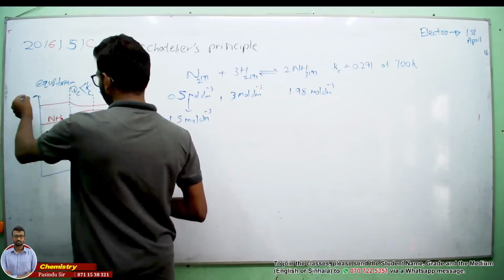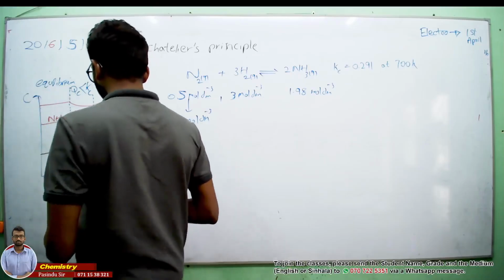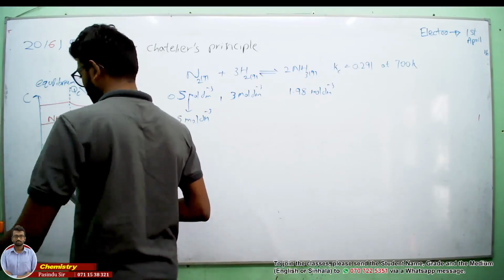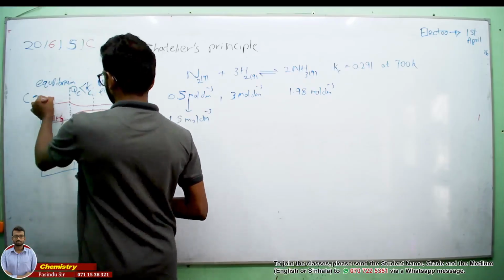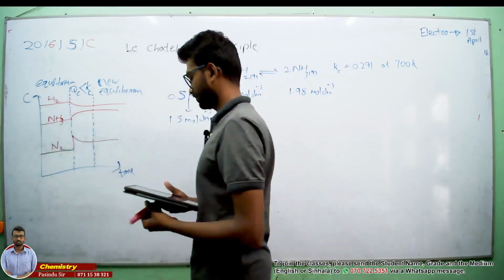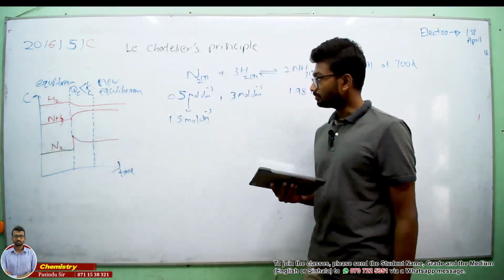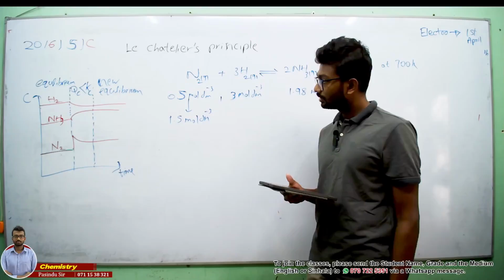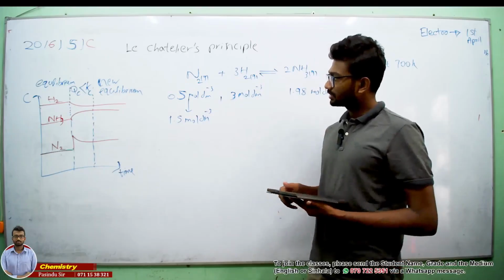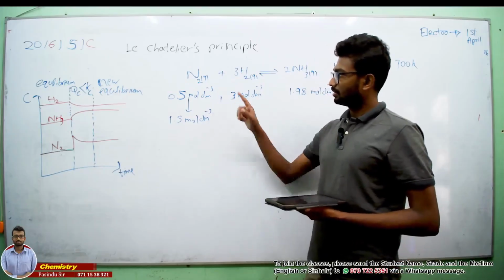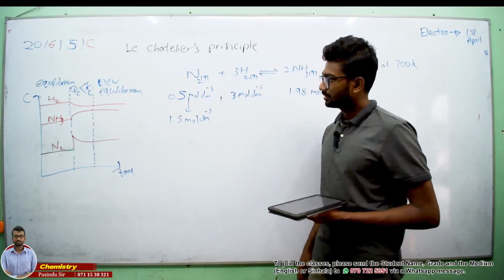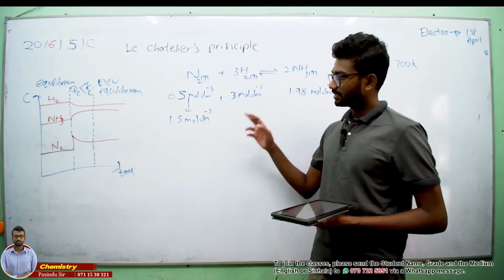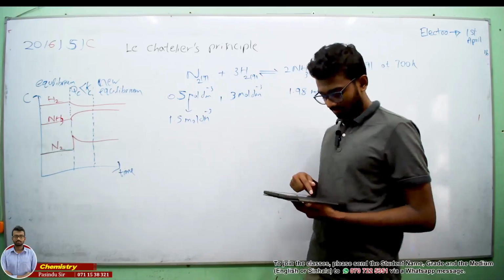This side is concentration, you know that, right? Make it QC. QC is smaller than KC, right? Therefore the reaction moves forward.